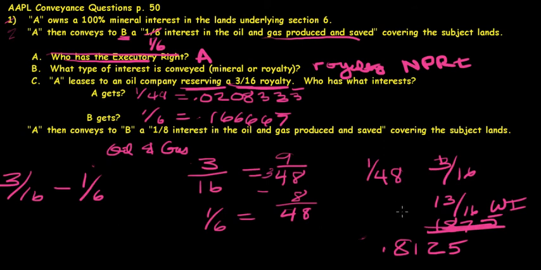So the answers then are: what type of interest is conveyed to B is a non-participating royalty interest. Does B have the executive right? No, the non-participating royalty interest owner does not. Does B share in the bonus of any oil and gas lease? No, he does not. If production is obtained, what are the interests of the parties? A is going to get 1/48, B is going to get 1/6, and we know the oil and gas company is going to get the remaining 13/16 or 0.8125. Okay, stay tuned and we'll cover the next one.